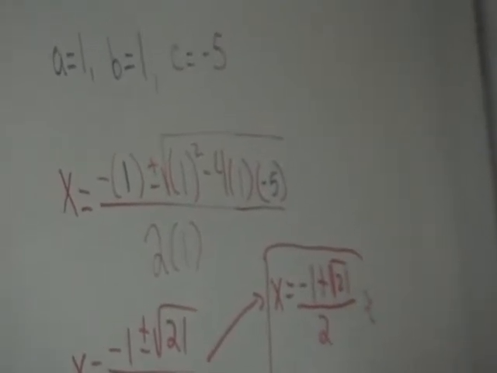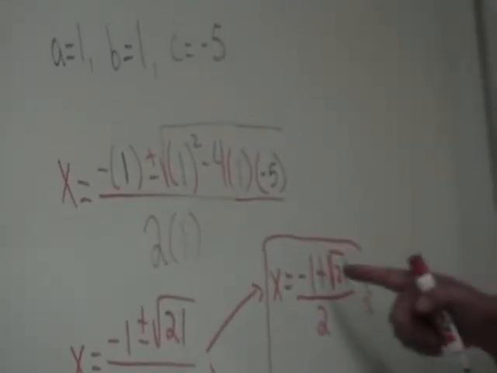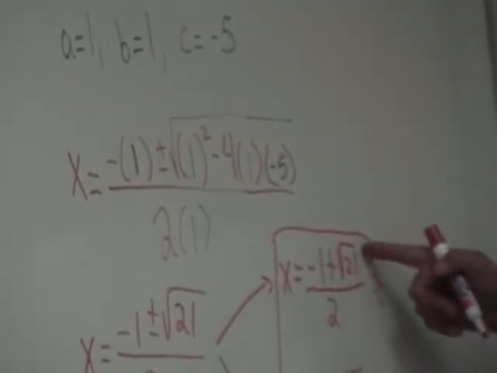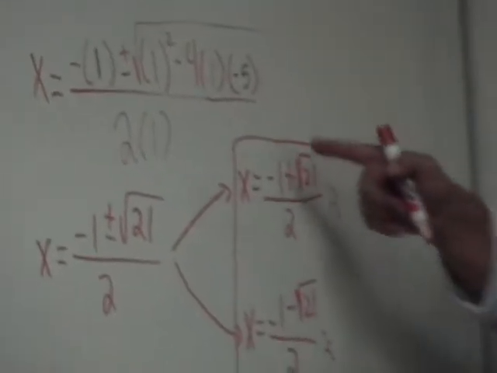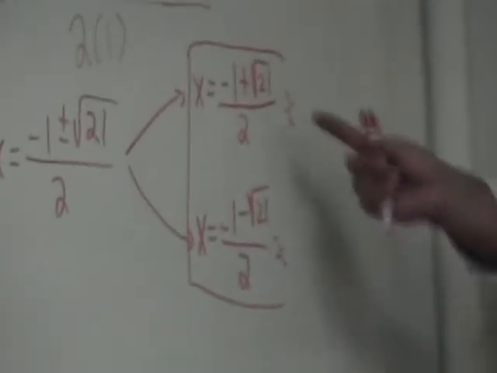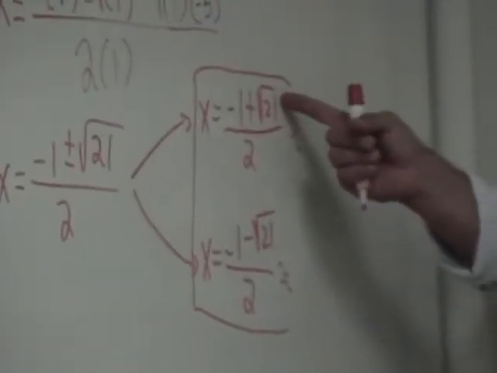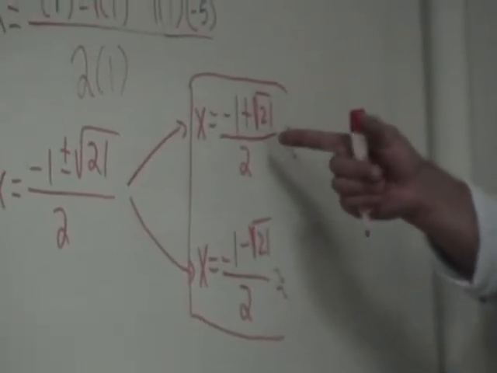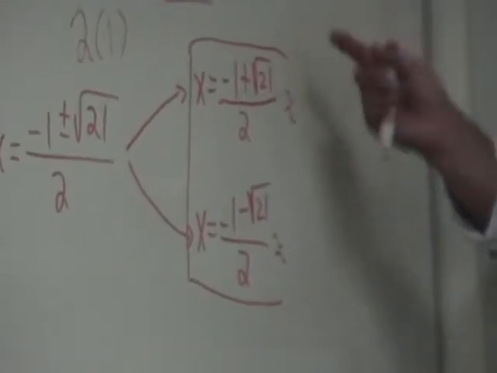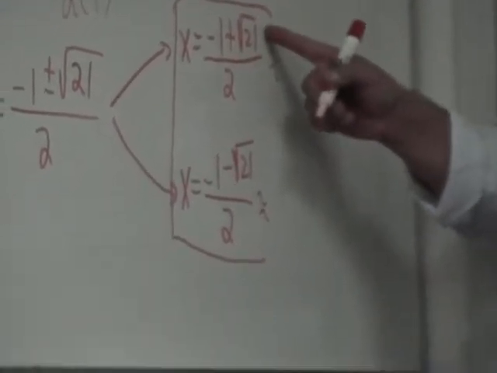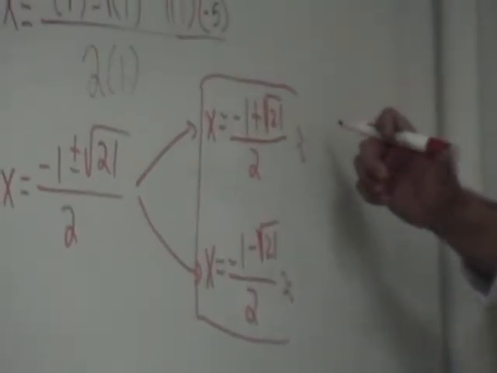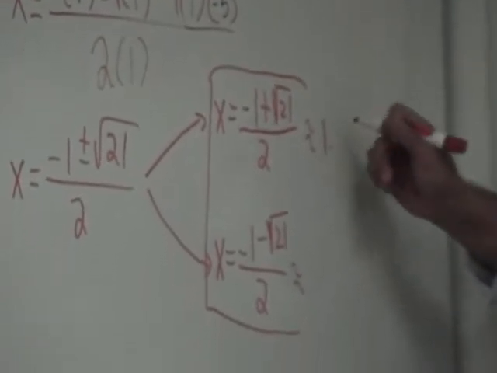Now, if I ask for approximate answers, do you know how to punch this in your calculator? Try that now. Try doing negative 1 plus the square root of 21. Get an answer for that. Once you've done the numerator, then divide by 2. This should give you something close to 1 point something here. 1.29? Yeah. What about the bottom one?